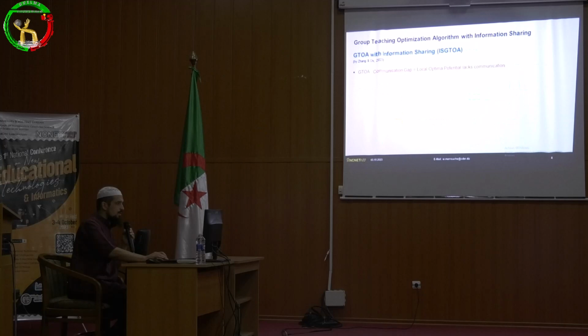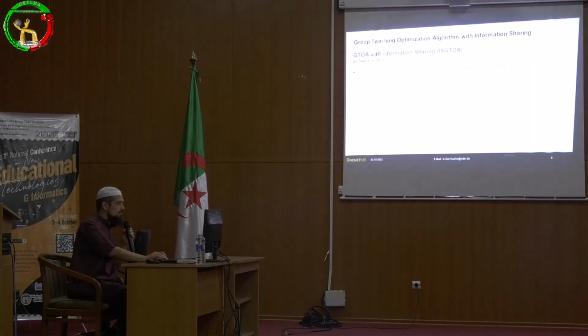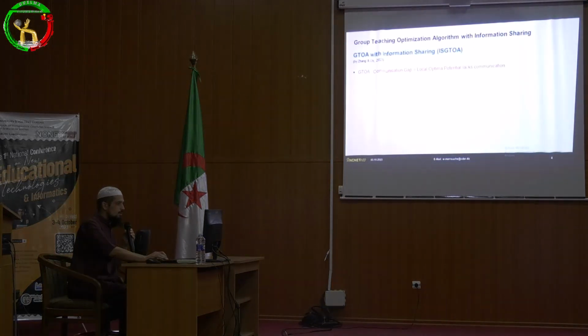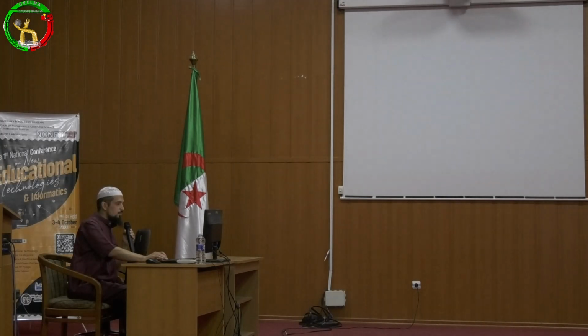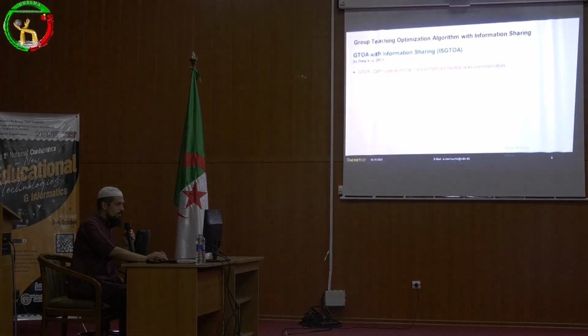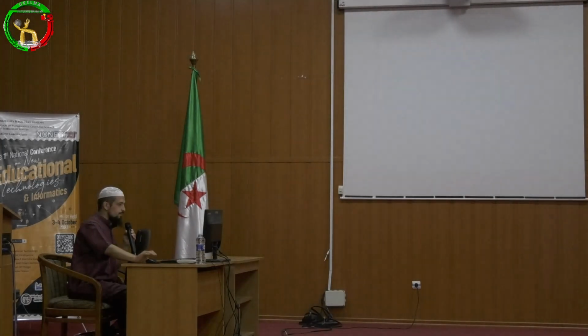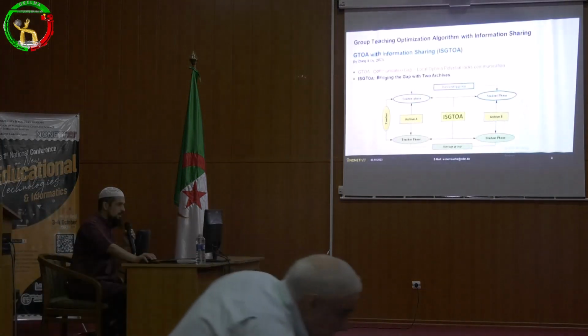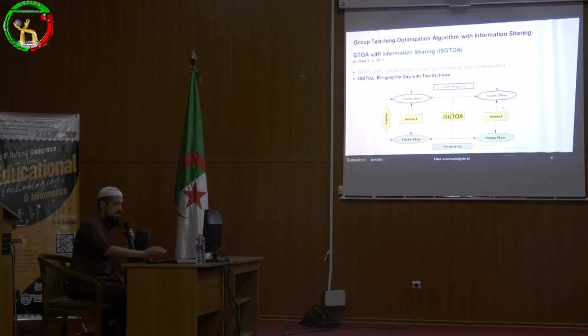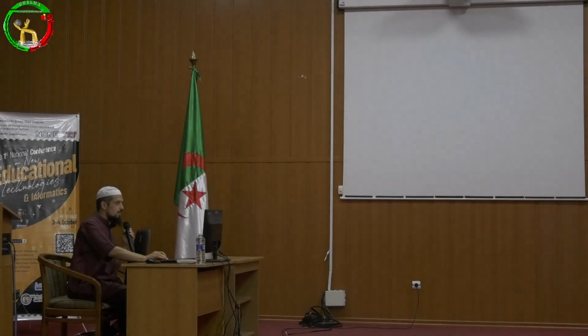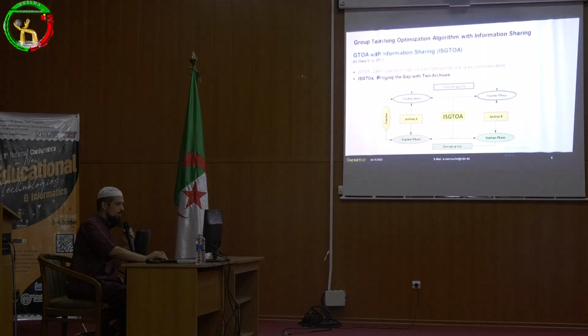Of course, each method has some limitations. For example, in GTOI, we find a gap in communication, and this gap will lead to a potential local optimal problem. As a resolution of this gap, it is bridged using two archives: Archive A for the teacher phase and Archive B for the student phase. Using these two archives, the communication will be enhanced and we will escape from the potential local optimal problem.